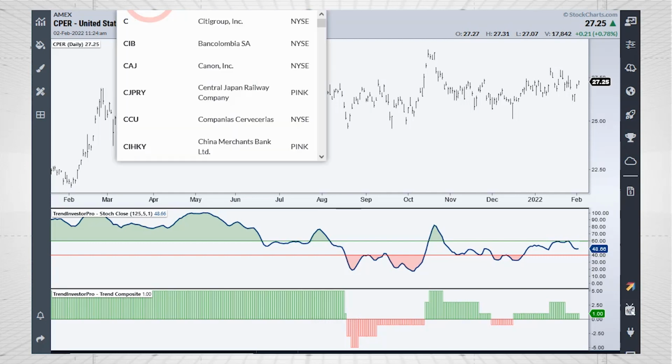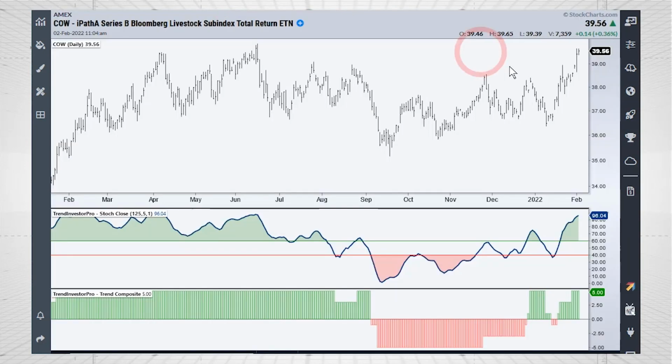In contrast, if we look at the Livestock ETF, COW, you can see that it's been on an uptrend signal since the 19th of January. And StochClose is well above 60. So this one is much stronger. If we just look on the price chart here, we can see these highs from April and June, and we're coming very close to those highs. So if we go back 6 months to say July, that's why StochClose is in the upper 90s, because we're near a 6-month high.